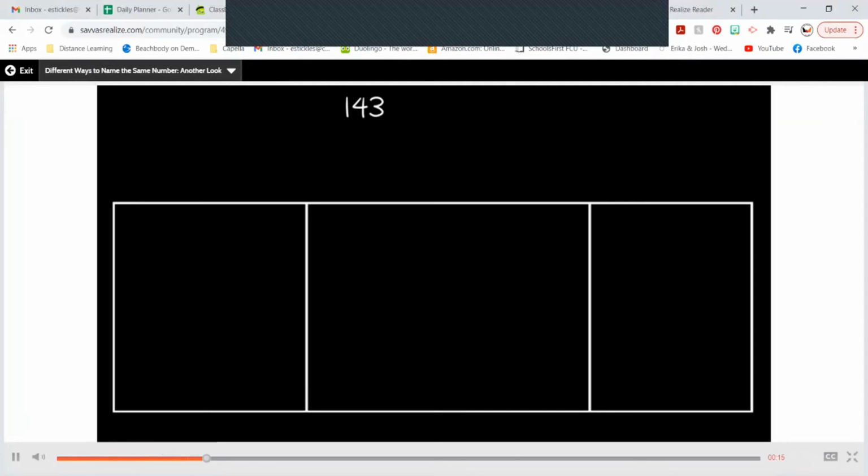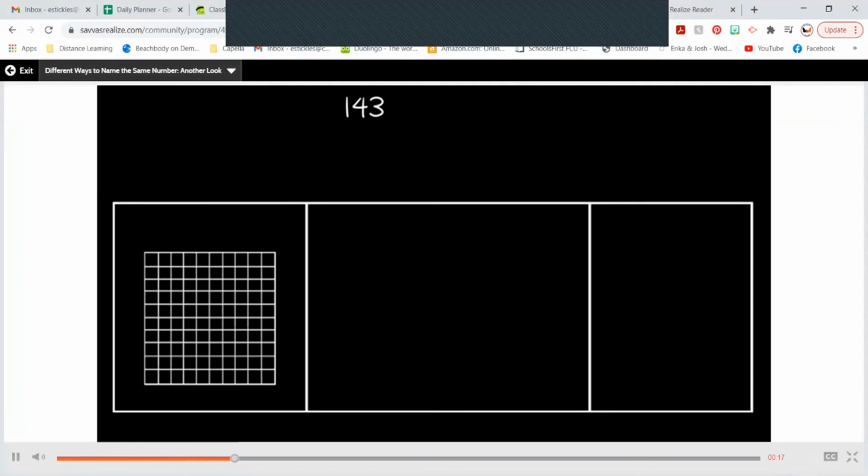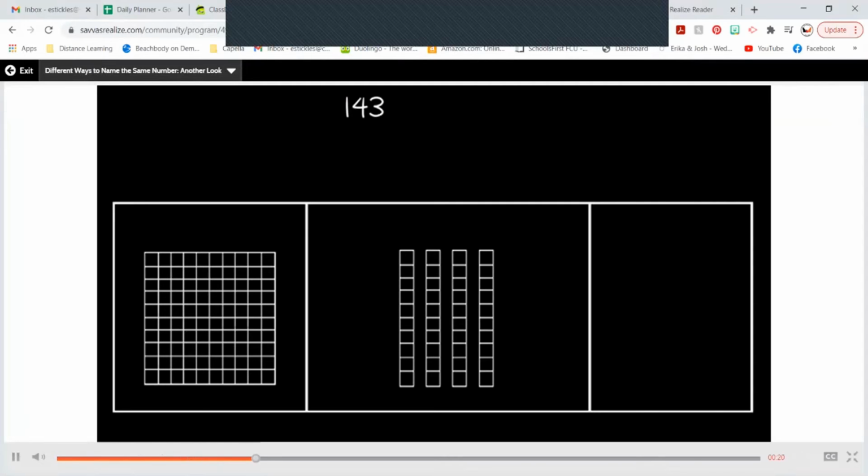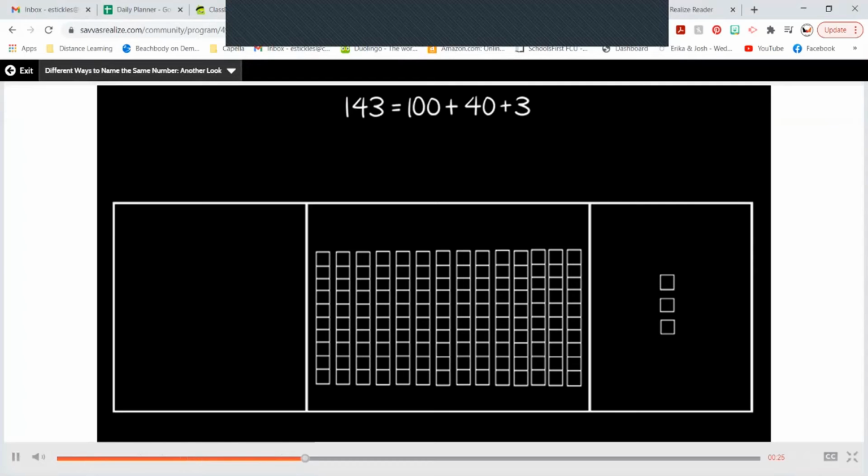The number 143. Oh, there it is. Using place value blocks, you can show this number in different ways. Here's one way. We have 100 flat, 4 tens rods, and 3 ones cubes. Look at that. Here's another. I broke apart the 100 flat to make 10 tens. Now I have 14 tens rods and 3 ones cubes.